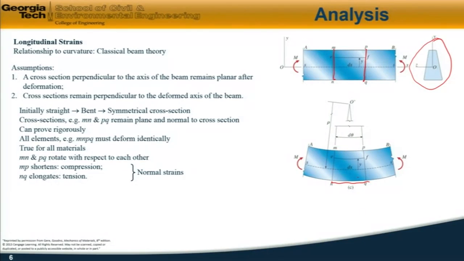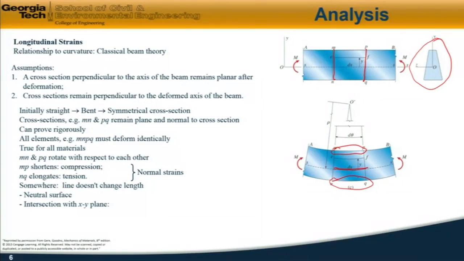These are normal strains, in other words, linear strains, but in this case then, the top line is getting shorter, the bottom line is getting longer, so somewhere in between those two, there must be a line which doesn't change length, this line right here. And this line where that occurs is called the neutral surface. And the intersection of that neutral surface with the xy plane is called the neutral axis.